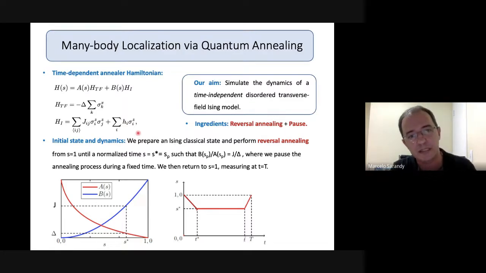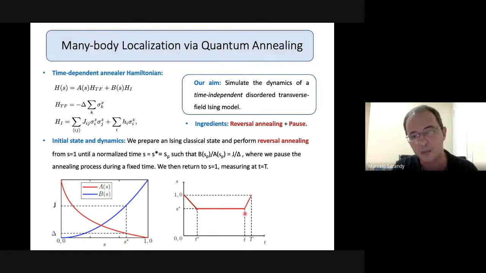Then we decrease S until an intermediary S, which we call SP here, and then we pause the system. In this plot, we can see this, right? We decrease S until it achieves an intermediary S star, or SP, and then we pause the evolution of the system for some time. And in this pause is where we can see the time-independent transverse field Ising model.